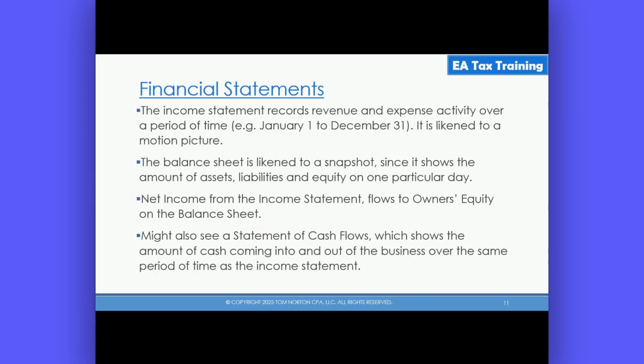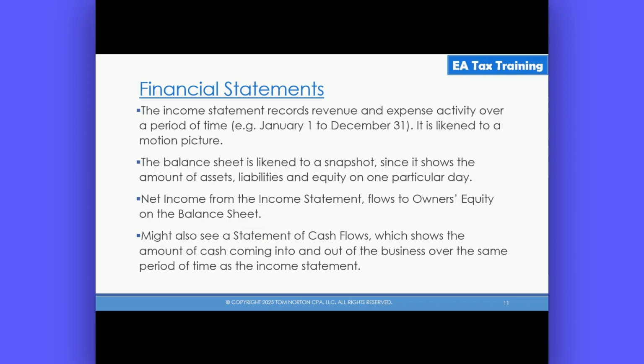These together, the income statement and the balance sheet, and sometimes others, are called the financial statements. So the income statement records revenue and expense activity over a period of time, for example, a calendar year.